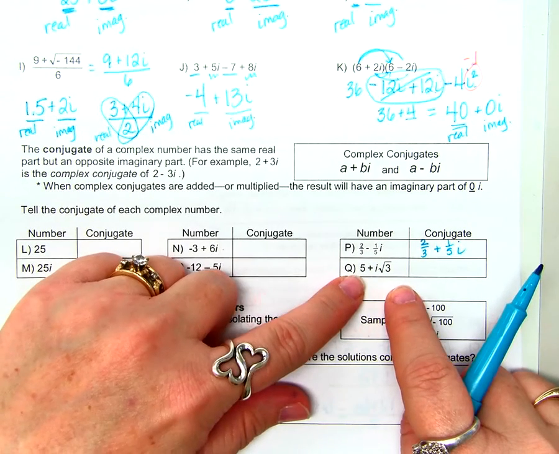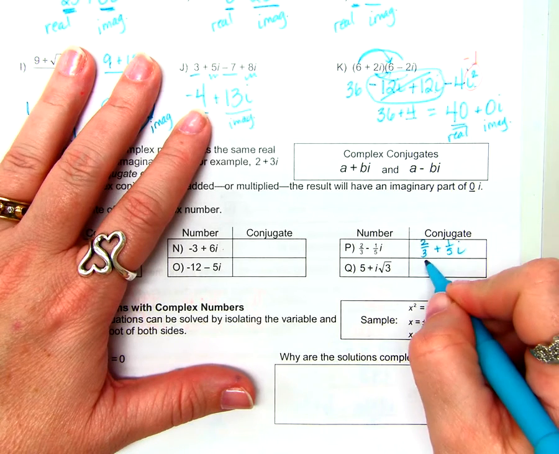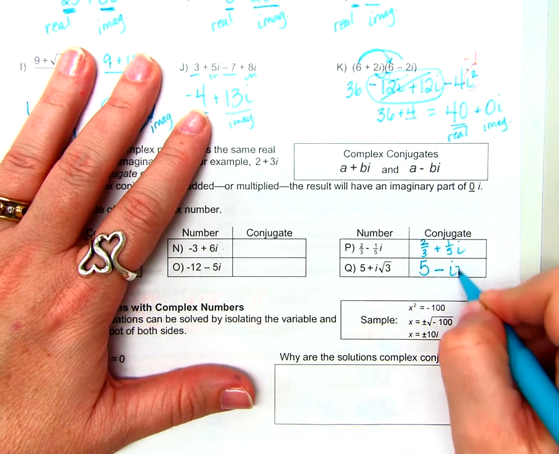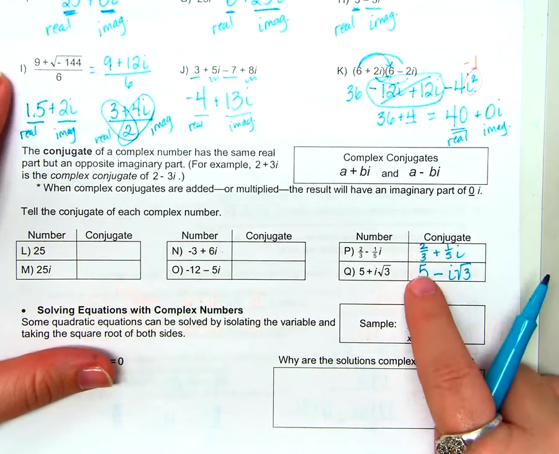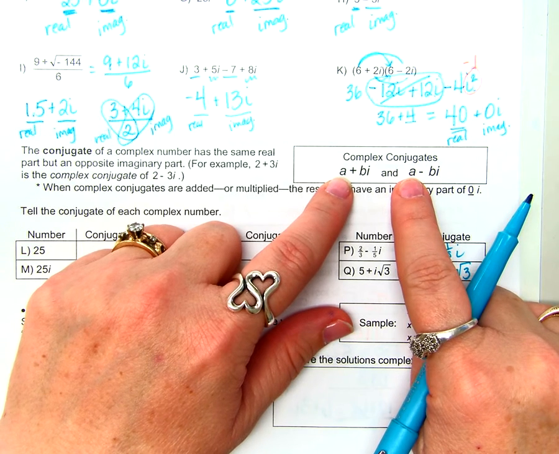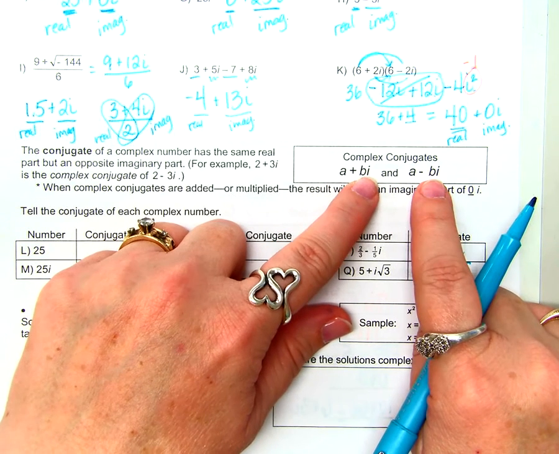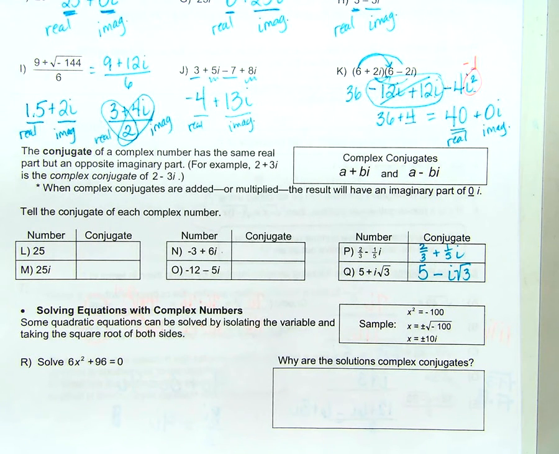Look at Q. 5 plus i root 3. The complex conjugate is 5 minus i root 3. What am I switching the sign on? The i, the imaginary part. What did I do with the real part? I left it alone. Look up here in this box. The real parts are the same. The imaginary parts are opposite.